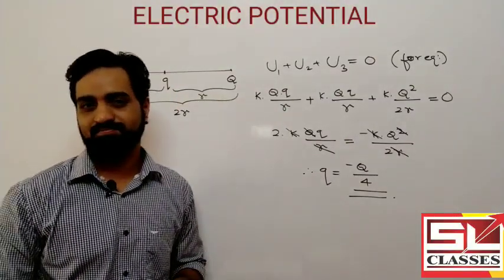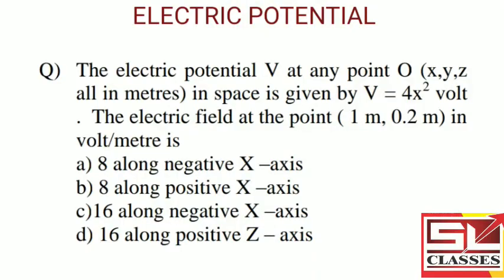Listen please. Next question. The electric potential V at any point (x, y, z), all in meters, in space is given by V equal to 4x square volt. The electric field at the point (1 meter, 0, 2 meter) in volt per meter is. The options are 8 along negative x-axis, 8 along positive x-axis, 16 along negative x-axis and 16 along positive z-axis.